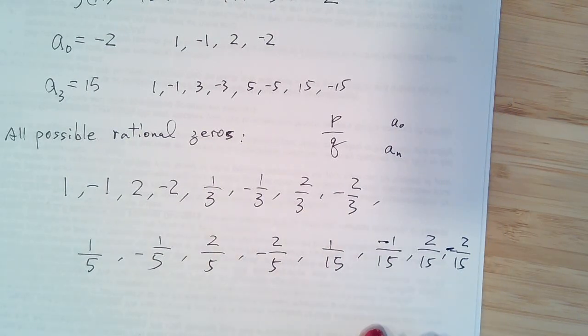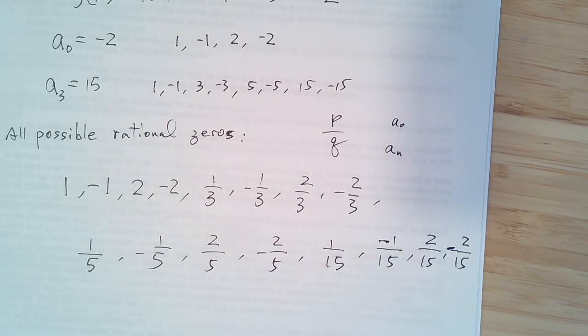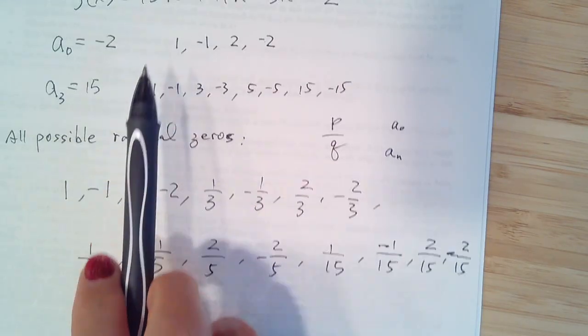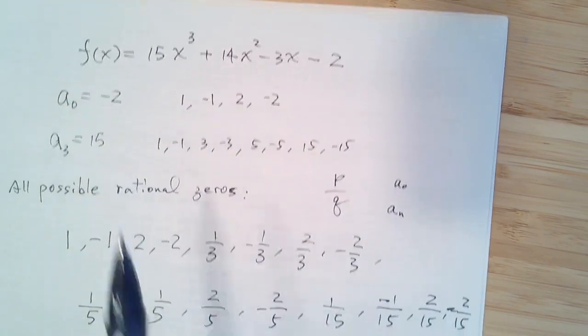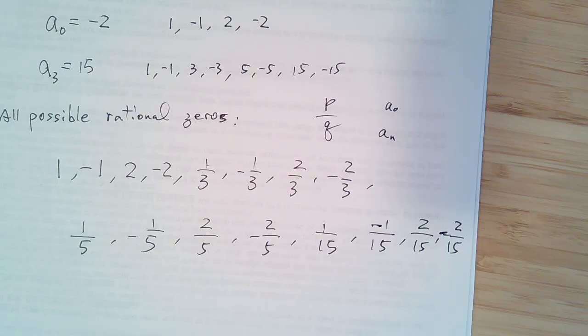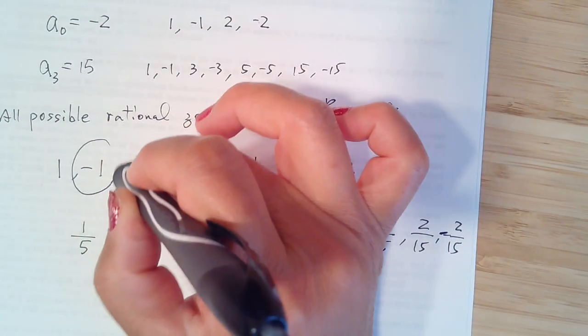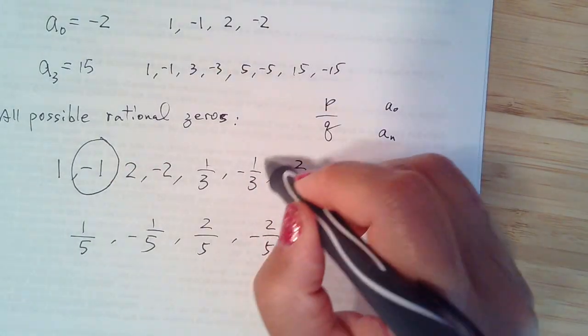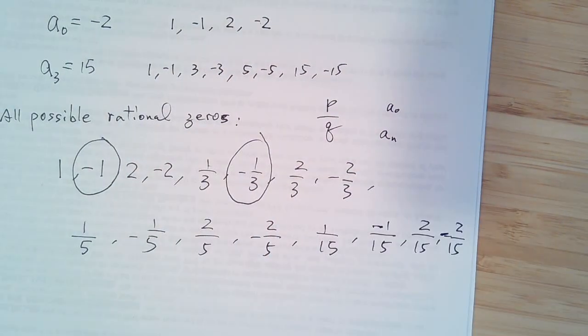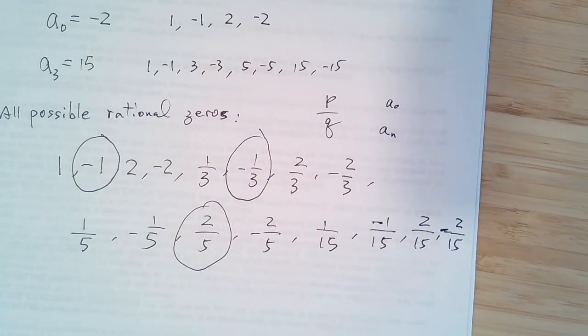In the homework or sometimes in the book, if you see the questions, they ask you to list all possible rational zeros, and this is how you should do it. And of course, if you graph the function or if you try each of them in the original f of x to see which one will make f of x equal 0, guess what? You're going to have negative 1, negative 1/3, and 2 over 5. Those are the actual zeros.